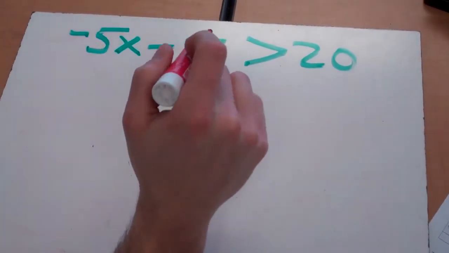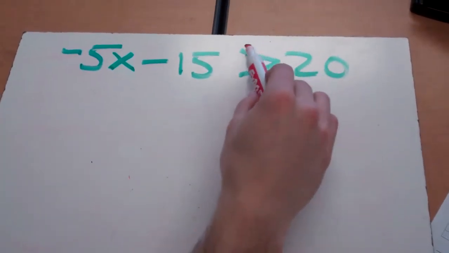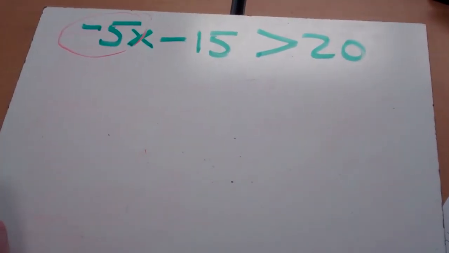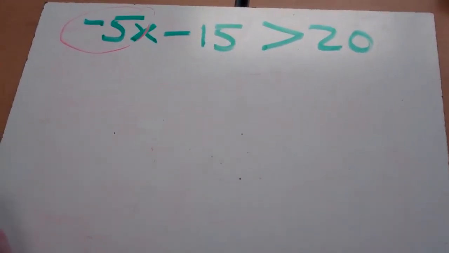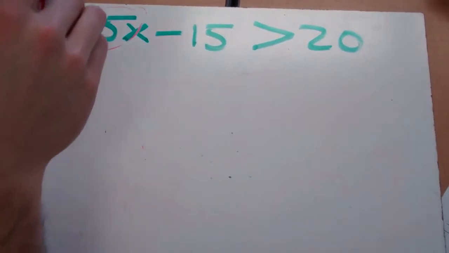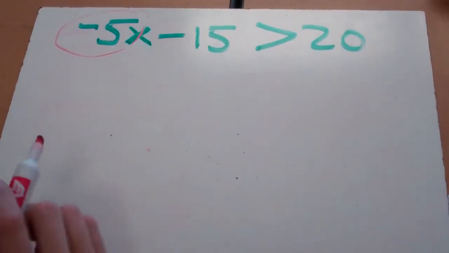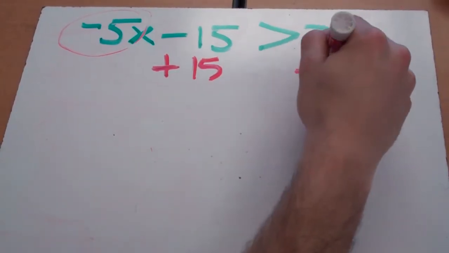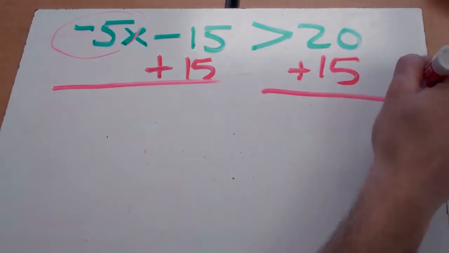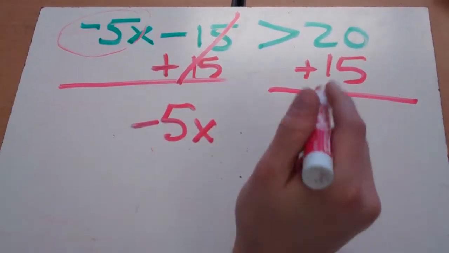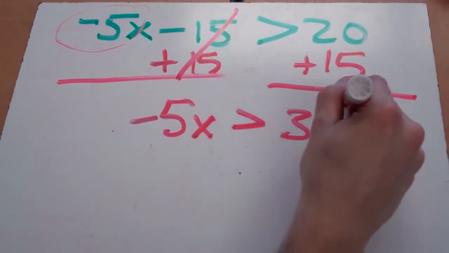Next up, though, we've got to be careful when we work with inequalities and negative numbers, when we're dividing or multiplying by negative numbers. So we have our same equation. The only difference is now it's negative 5 times x minus 15 is greater than 20. Follow our same steps: plus 15 on both sides to undo that 15. Boom. We get negative 5x is greater than 35.